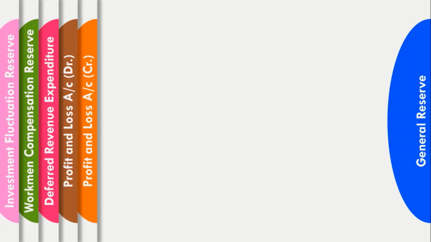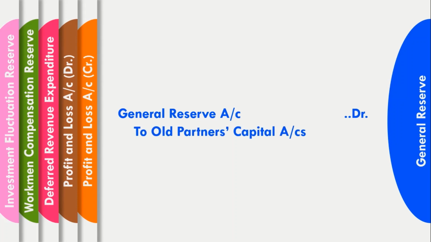Now, before the new partner comes, the old partners will distribute all these reserves among themselves. So, they will clear the balance of all the reserves. Now, as general reserve has credit balance, to clear it, they have to debit it. So, debit general reserve account. And as this is to be given to the partners, we will increase their capital accounts. So, entry is general reserve account debit to old partners capital accounts, and this has to be distributed in old profit sharing ratio.